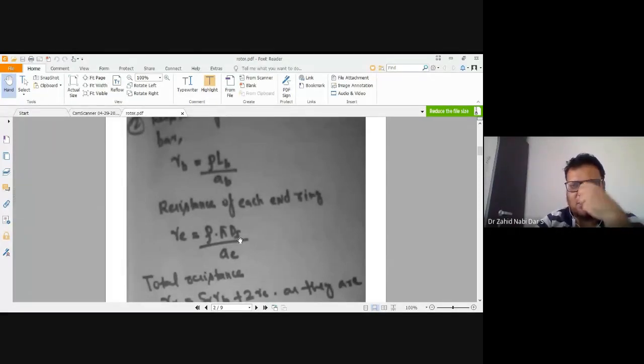If you cross multiply, what will you get? V divided by I, which is R, and R is equal to rho L by A, where rho is the constant of proportionality. It depends upon the type of material. This rho is the resistivity. Copper, if you are using it, is much better, and gold is better still for transfer.